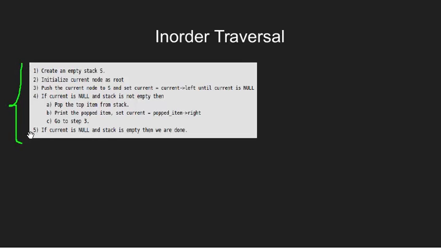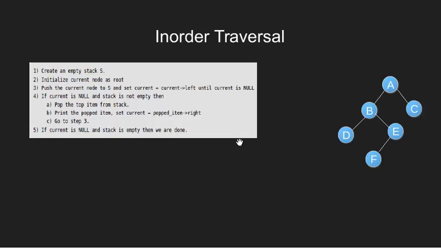These 5 steps will be sufficient to perform our task. Notice that we are making use of a stack. Let's take a sample tree. We begin with step 1 and create an empty stack. Next, we create a variable current and initialize it with the root node. Here our root node is A. In the third step, we push the current node to our stack, set the current variable to point to its left node, and keep doing this until our current node is null.